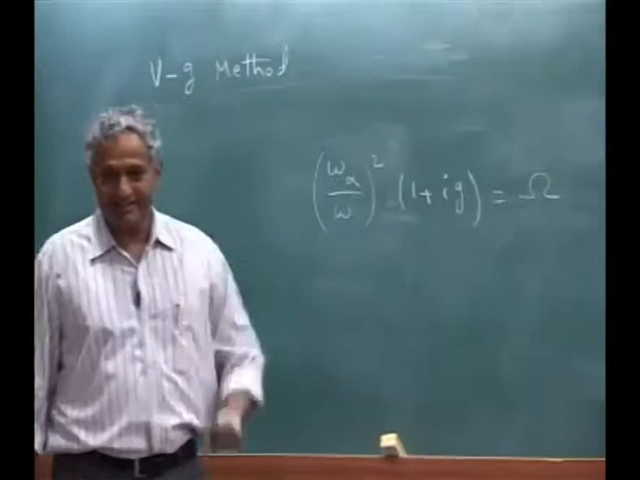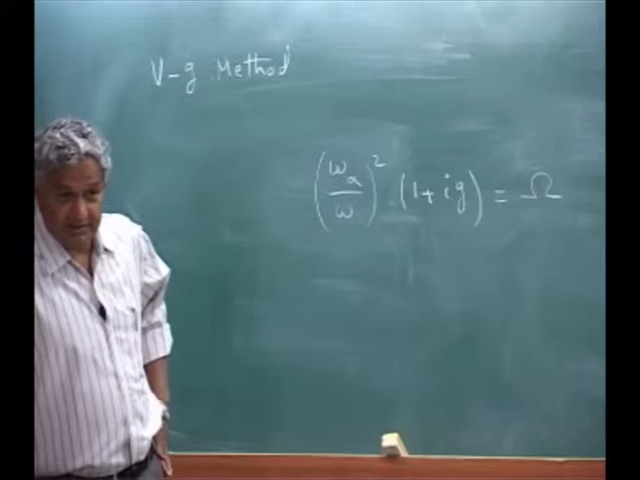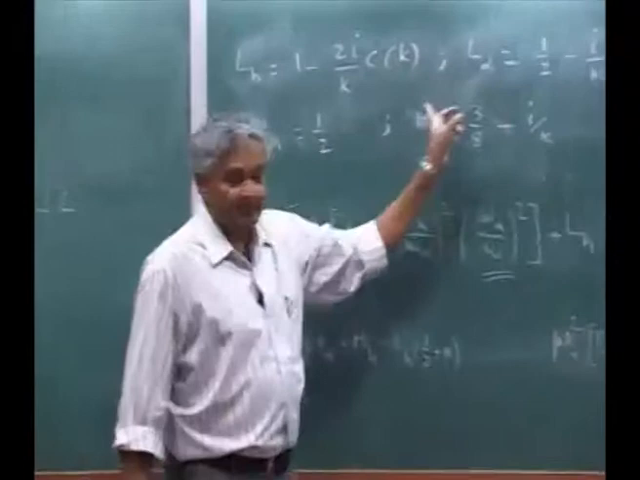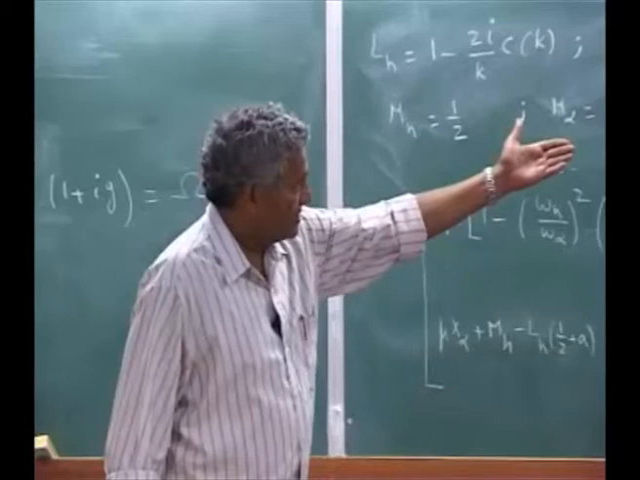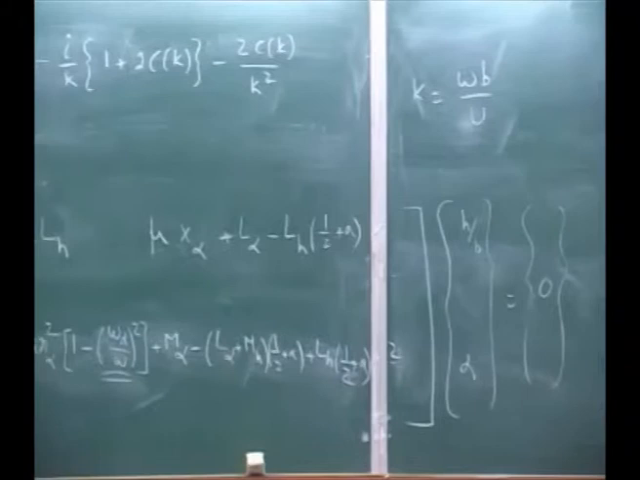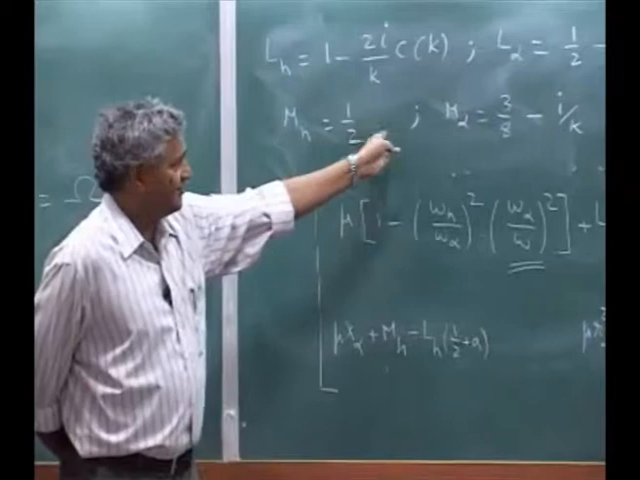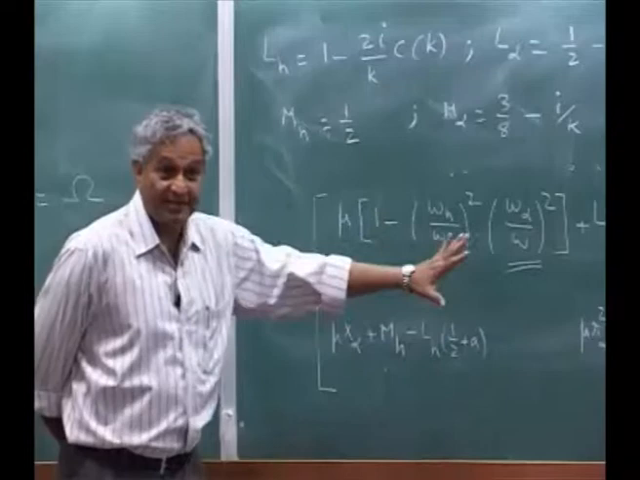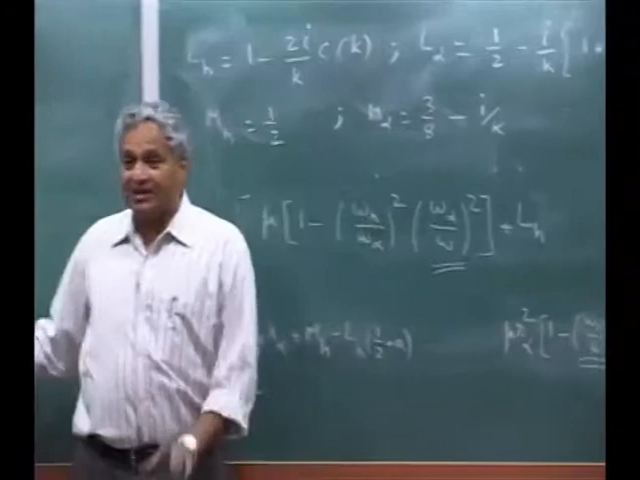Now, you know that if I assume a k, please understand, because my aerodynamic coefficients are known if I am given the value of k. Okay? K is omega b by u. So what I will do is, I assume a value of k, say 0.1, 0.2, 0.3, 0.4, something like that. Then, the moment I assume the value of k, I know all this LH, LRY, everything is known now, right? That means I can substitute everything in this eigenvalue problem, except omega alpha over omega plus into 1 plus ig. That I don't know. Okay?